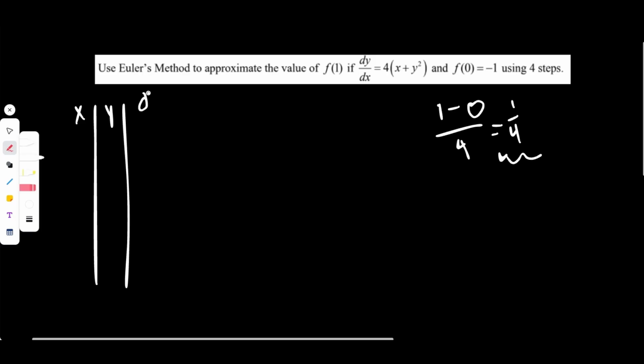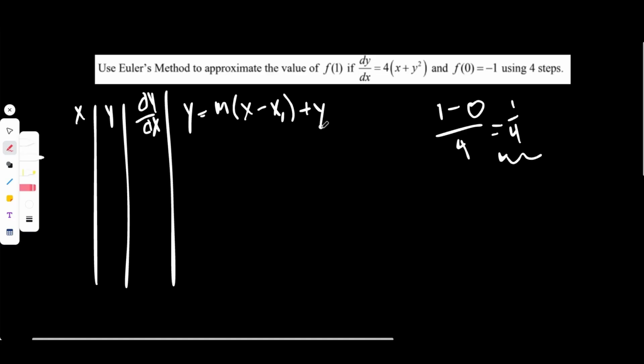Okay, dy over dx, and then y is equal to m of x minus x1 plus y. Okay, now we have our table set up, and we know we're incrementing. Sorry, we're starting with our initial condition, which is this.